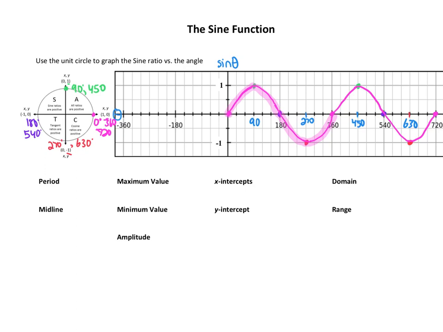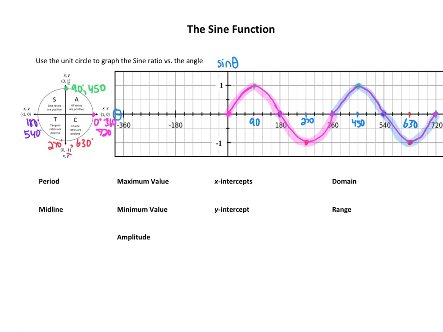Then the next cycle, we start at the midline again, just like we did for the first cycle, up to a maximum at 90 degrees later. 90 degrees later, we're back to the midline. 90 degrees more, we're at the minimum. 90 degrees more, we're back to that midline.